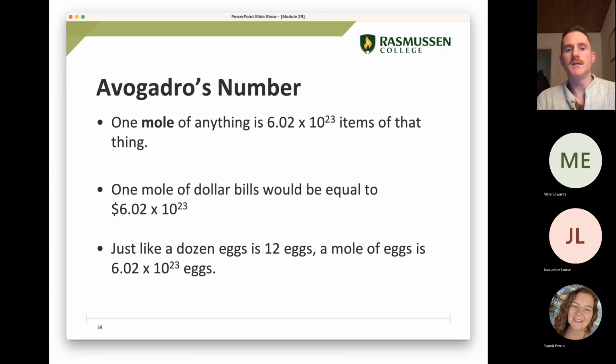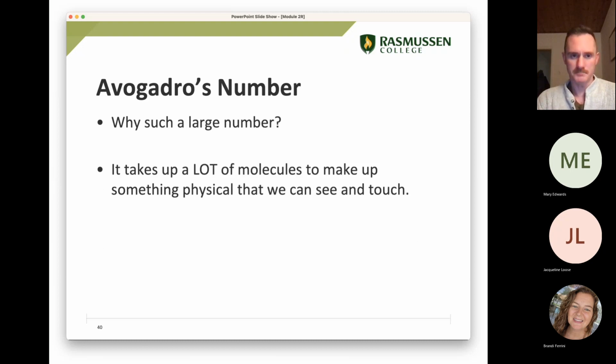So 1 mole of dollar bills would be equal to 6.02 times 10 to the 23 dollars. Just like a dozen eggs is 12 eggs, a mole of eggs would be 6.02 times 10 to the 23 eggs. So a mole is just another word like a dozen. Don't let it freak you out.